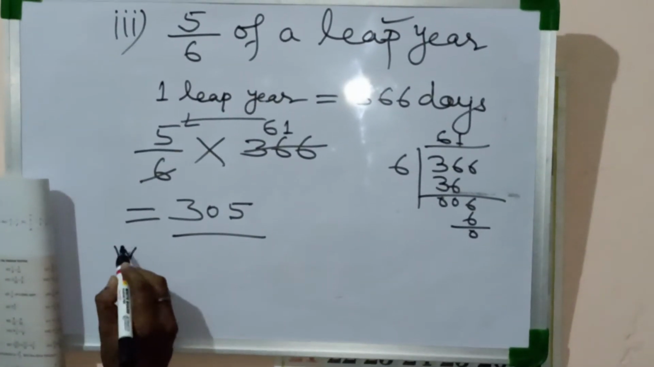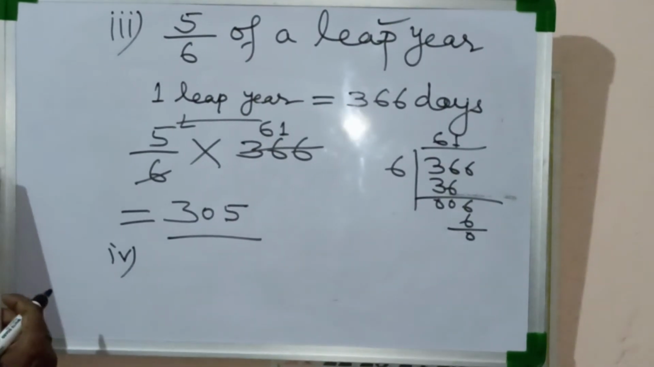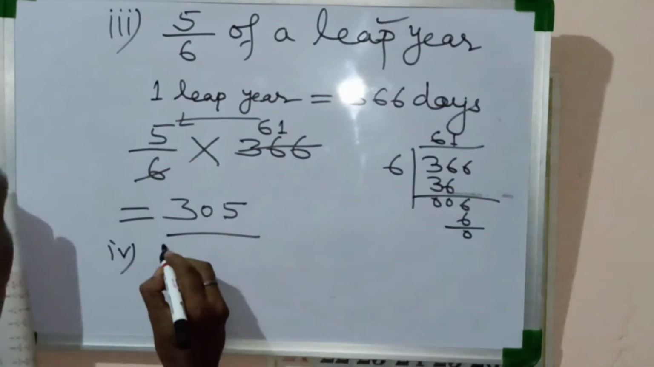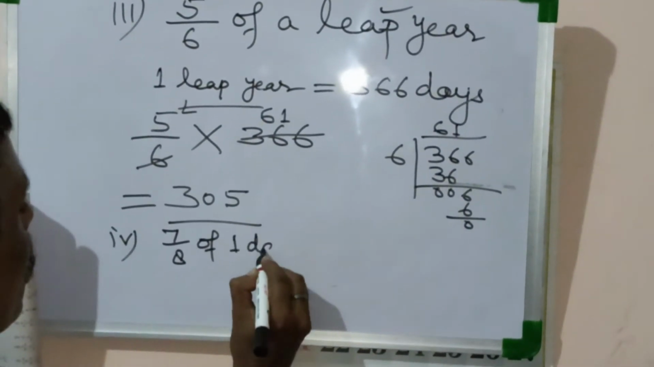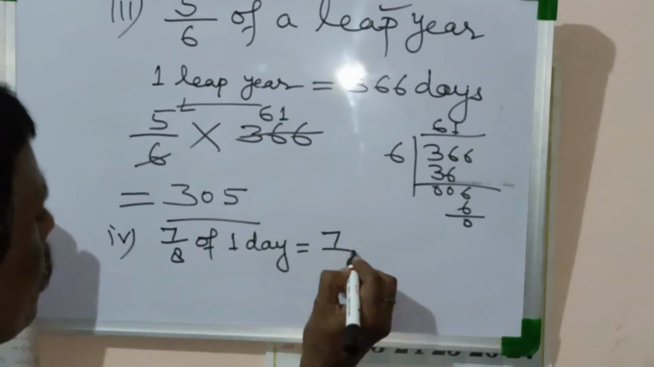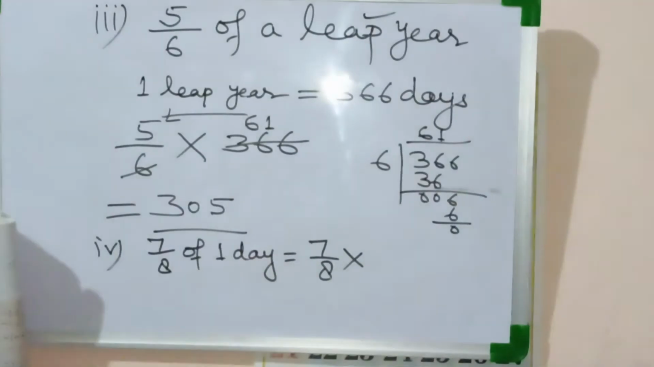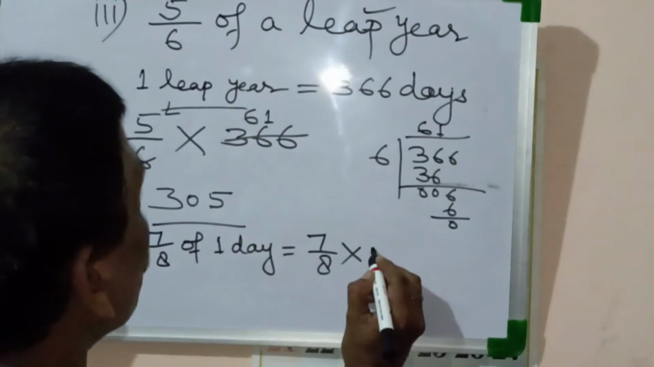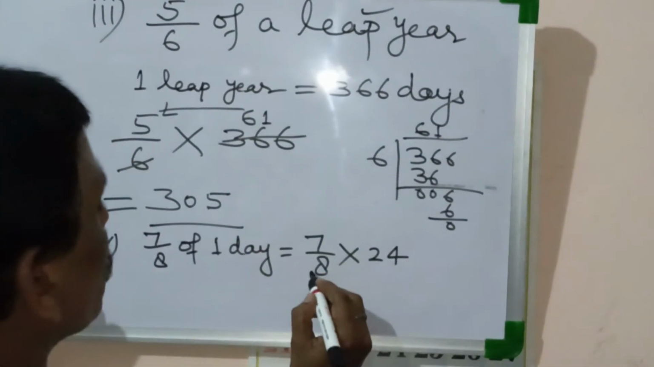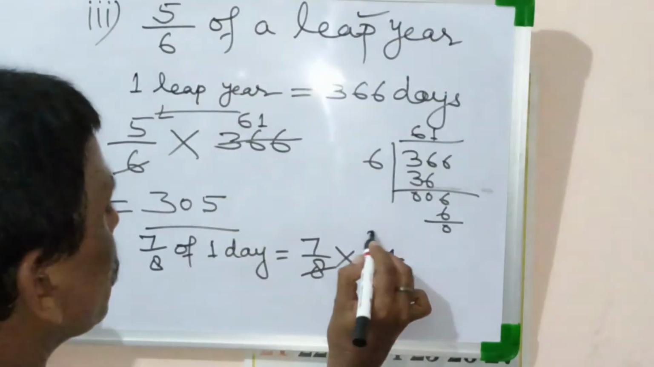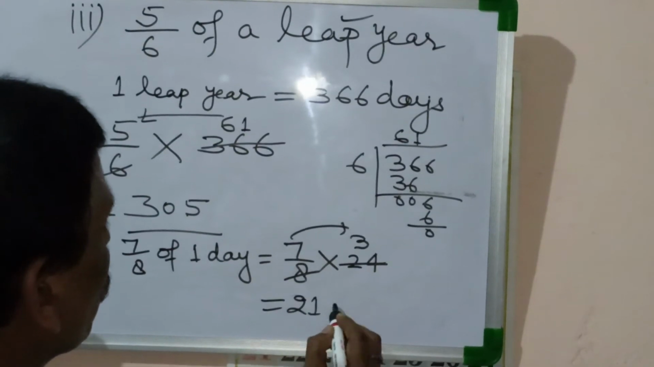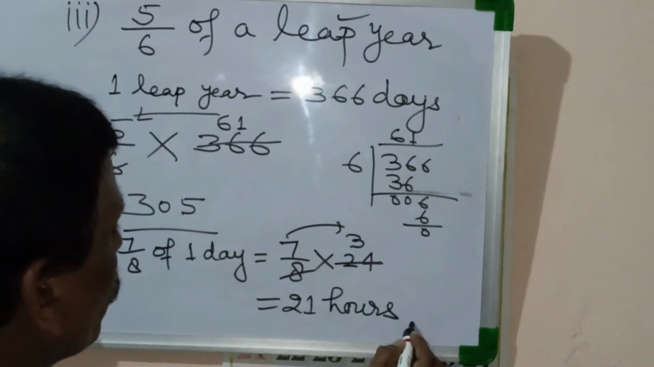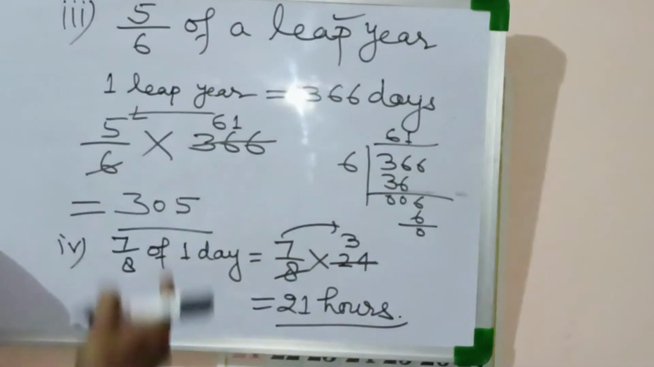Now the fourth part, 7 by 8 of 1 day. 7 by 8 of 1 day means 24 hours. 1 day is equal to 24 hours. 8 can divide 24, 8 threes are 24. Now 7 threes are 21. 21 hours. Okay. This is up to question number 2.